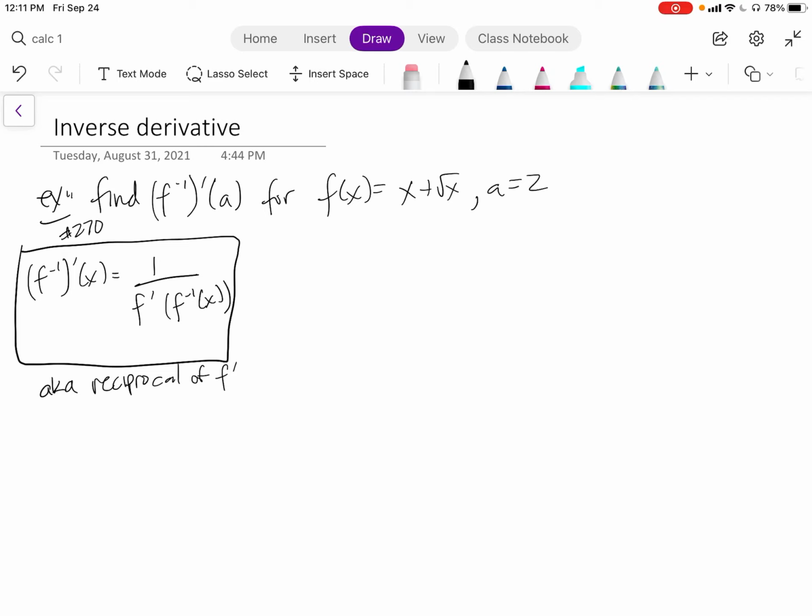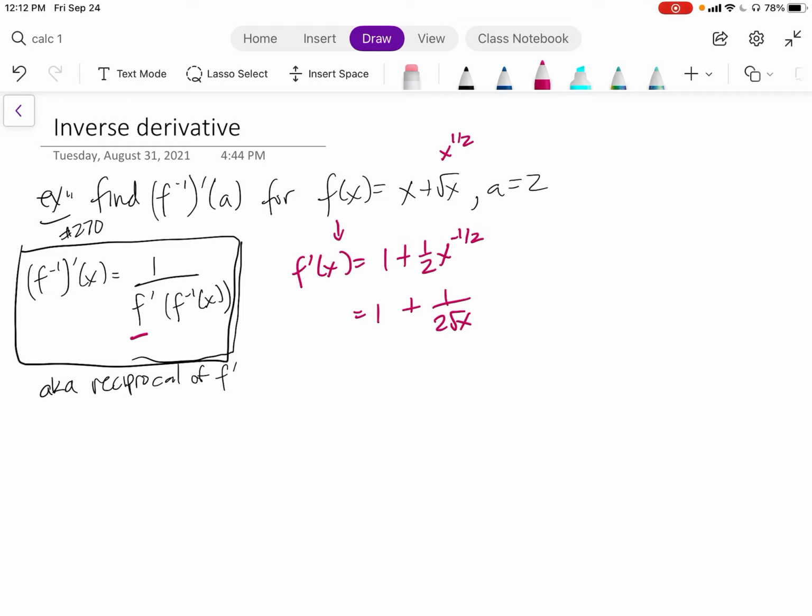Underneath, I wrote the formula for the derivative of the inverse, and I put a box around it here. So notice we need f prime, so let's go ahead and do that. That's probably the easy thing to explain here. The derivative of f is 1 plus, remember x root x is x to the 1/2, so 1/2 x to the negative 1/2, or 1 plus 1 over 2 root x.